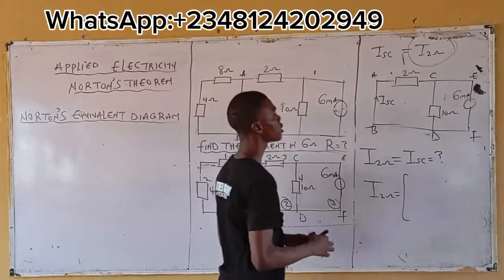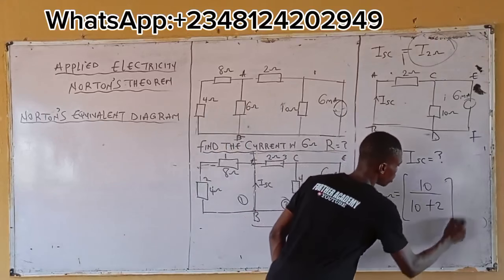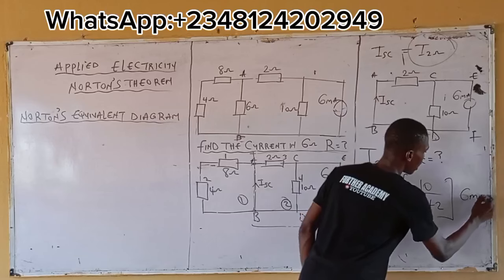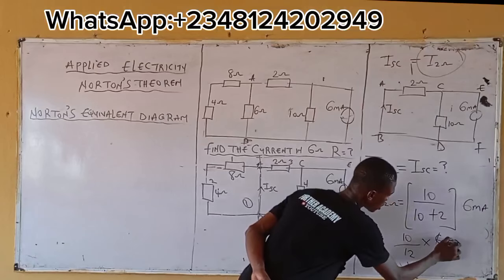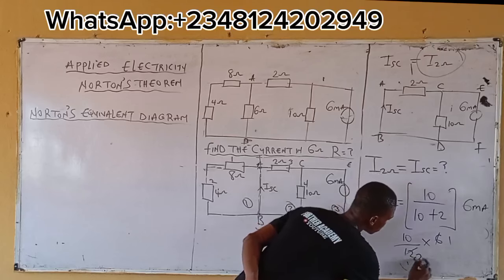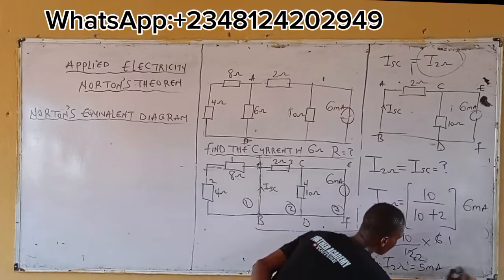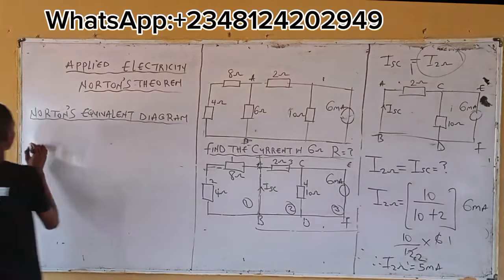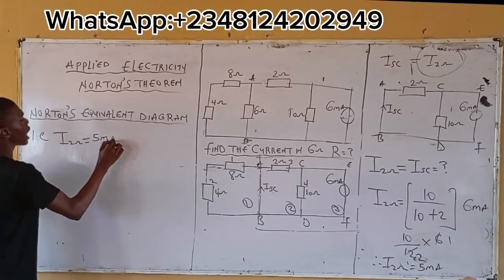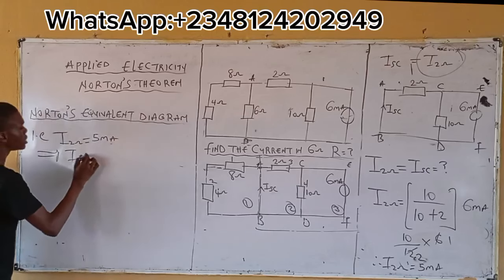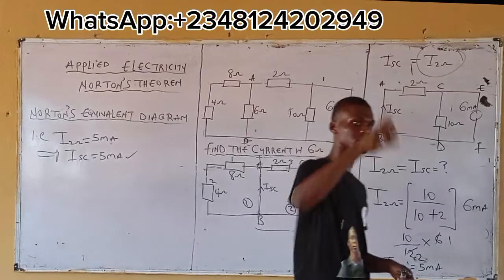Applying the current division rule, that will be 10 over 10 plus 2, multiplied by 6 milliampere. 10 over 12 times 6. The 6 goes here, 1, and the 6 goes here, 2. Therefore, I of the 2 ohm resistor is equal to 10 over 2, which is equal to 5 milliampere. I of 2 ohms is equal to 5 milliampere, which implies that ISC is equal to 5 milliampere.